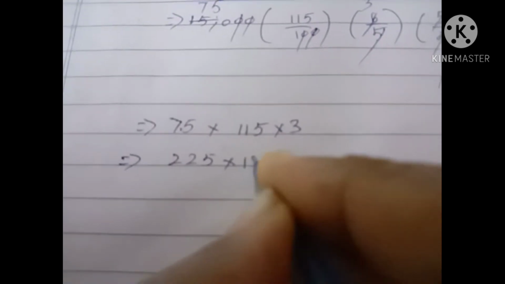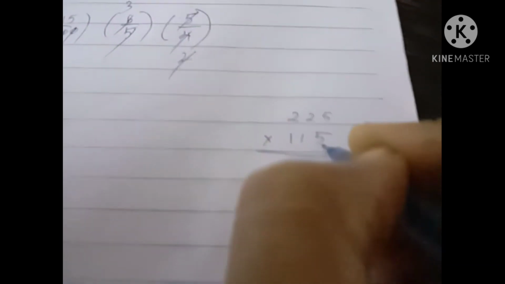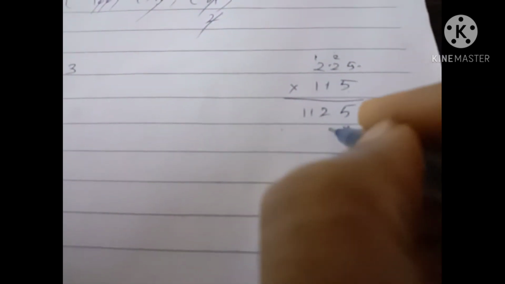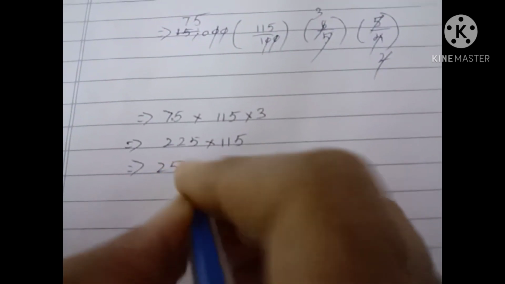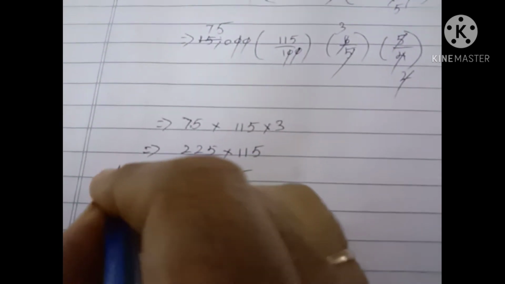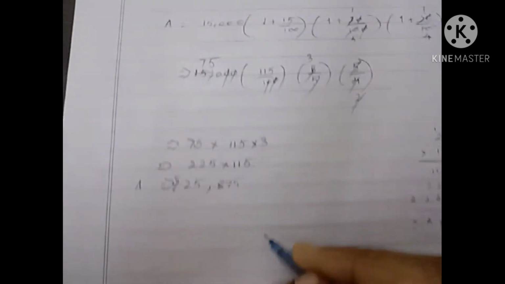225, 225 into 115. So here 225 into 115. 5 table: 5 5s are 25, carry 2, 5 2s are 10, 10 plus 2 is 12, carry 1, 5 2s are 10, 10 plus 1 is 11. And here in one table 5 2 2. Again with one table 5 2 2. Therefore 5, 7: 5 plus 2 is 7, 7 plus 1 is 8. Then 5 2, which is equal to 25,875. Your amount is equal to rupees 25,875.